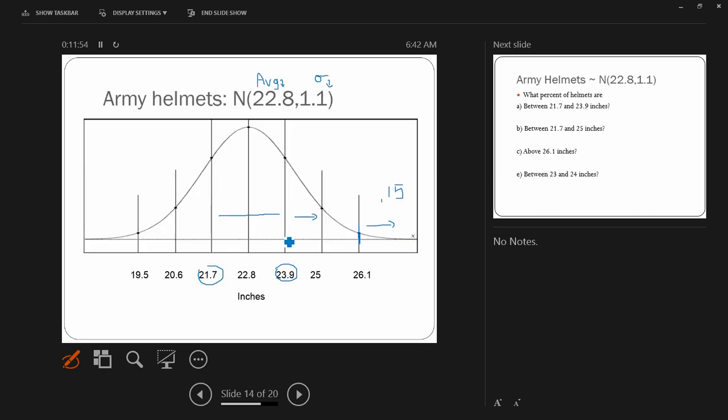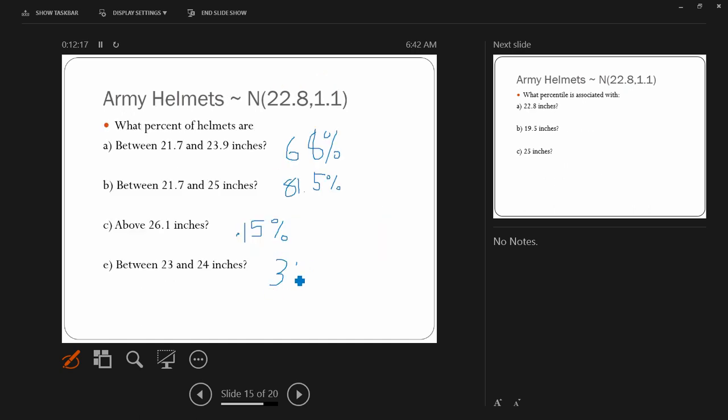And then between 23 and 24 inches, well, those actually aren't here, but we can use our empirical rule to get a good guess. So there's 24. 23 is just above the mean, so we're very, very close to this middle chunk right here. And that's half of our 68%, which would put us at 34%. And because I'm not right on one of my standard deviations, I'm going to say about 34%.